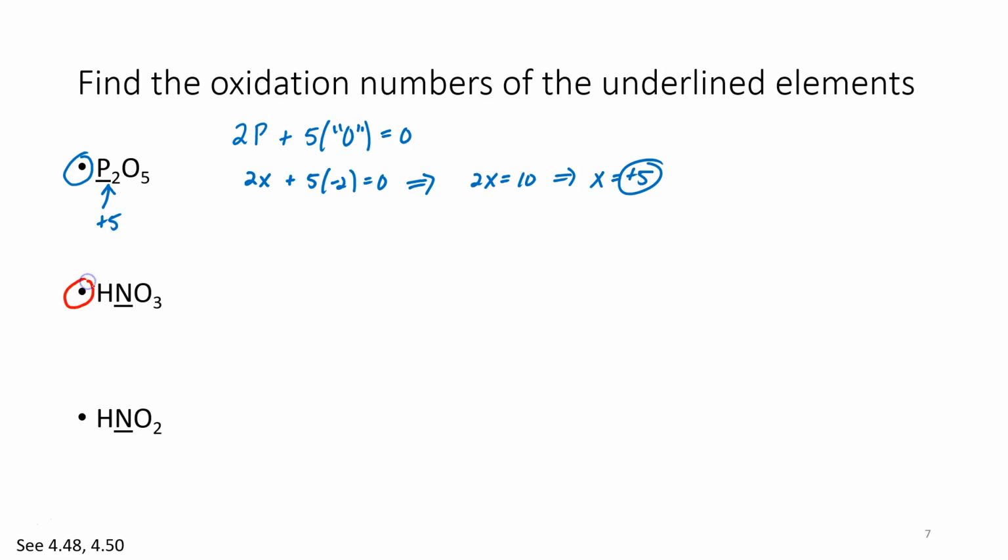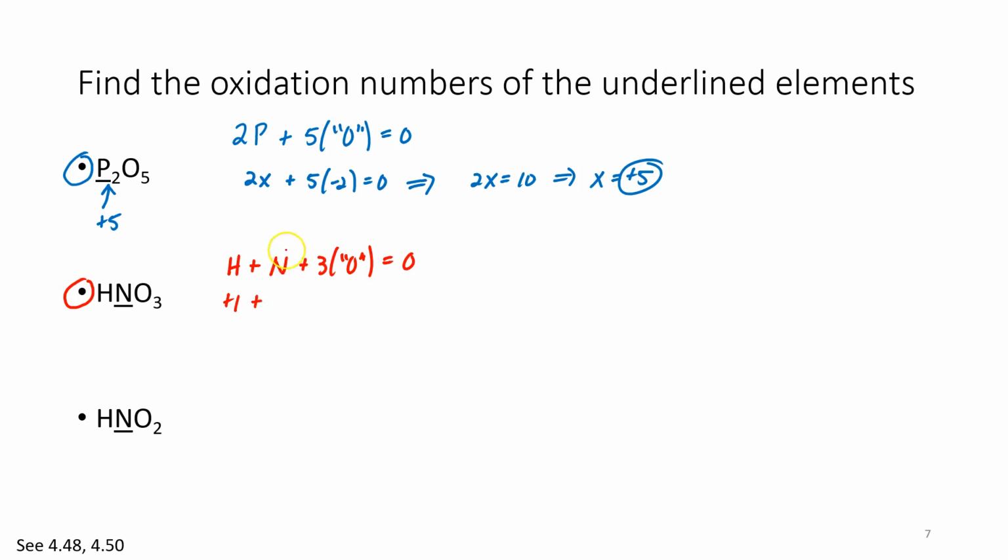Let's try this one. Find the oxidation number of nitrogen in nitric acid. So we're going to take the oxidation number for hydrogen plus that for nitrogen plus the 3 oxygens, and those have to add up to 0. And again, I'm putting quotations around oxygen so you can distinguish it from 0. This is the number 0. This is a capital O for oxygen. So what is the oxidation number of hydrogen? Well, hydrogen is combined with nonmetals. It's going to have an oxidation number of +1.